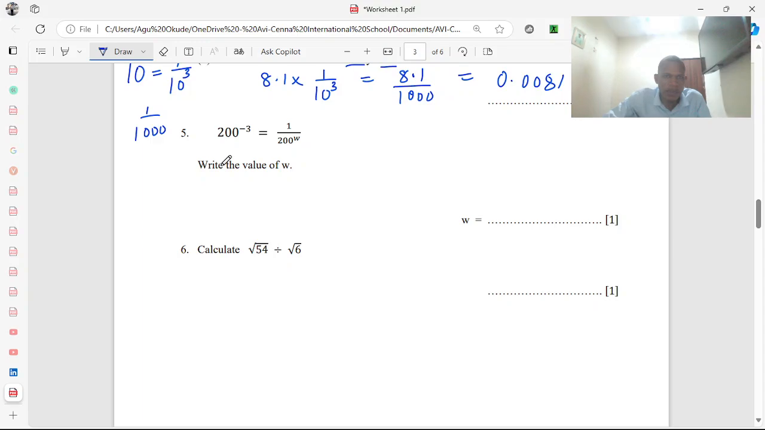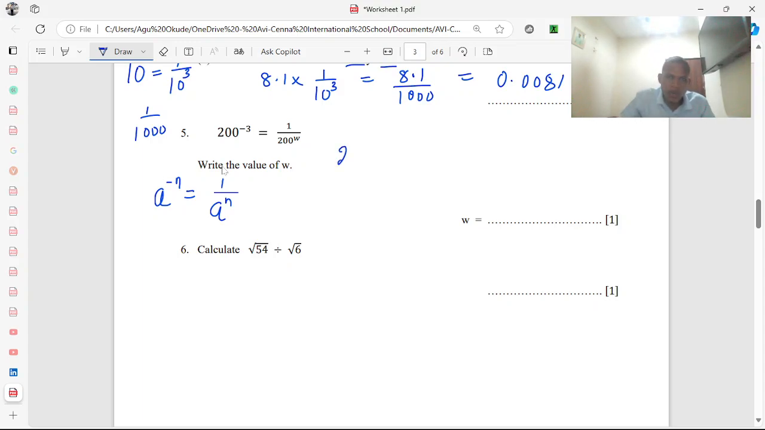Now for number 5, we are given this: write the value of W. Now this question is from indices. You are going to apply the law that says that if you have a to the power of negative n, this is equal to 1 over a to the power of n. This is a law, and the reason why I have 1 over is because of the negative sign.